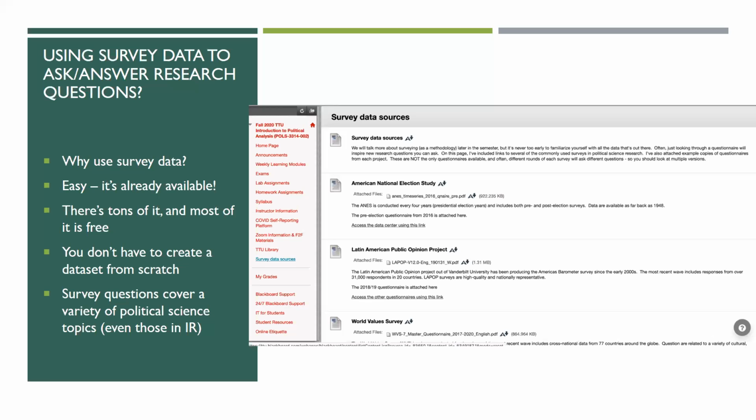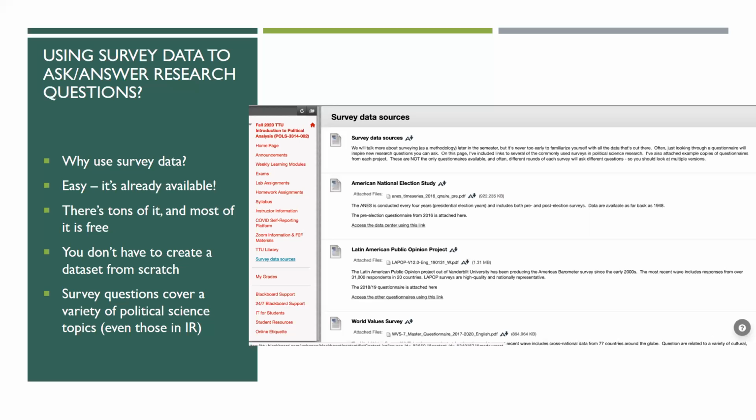Very high quality data. I've got a link to the World Values Survey, which might be of use to some of you. It asks questions not only about political attitudes, but also cultural ones, social ones. There's questions about religion, family values, and then the standard set of questions political scientists are usually interested in, like institutional trust, satisfaction with democracy, all of those things.